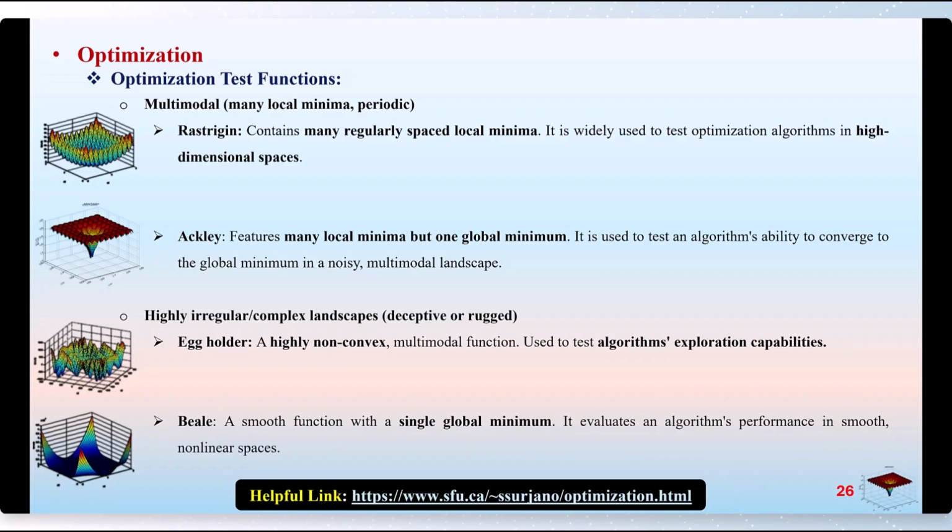So also from highly irregular complex landscapes, I considered just 2 of them, Eggholder and Beale, because they were so famous and also so hard to solve. So Eggholder is the most irregularly shaped one which I could find. It is a highly non-convex multimodal function used to test an algorithm's exploration capabilities. Beale, a smooth function with a single global minimum, evaluates the algorithm's performance in smooth nonlinear spaces.